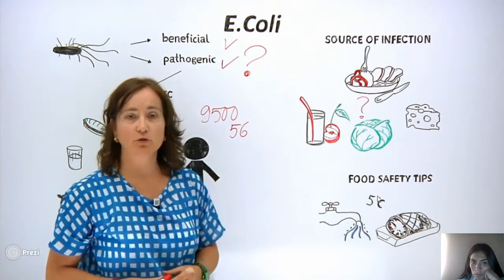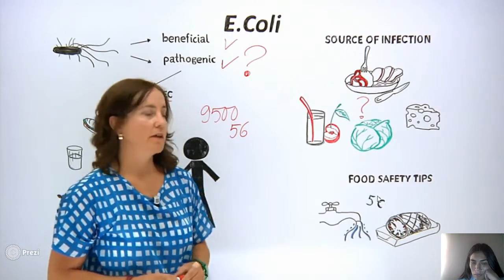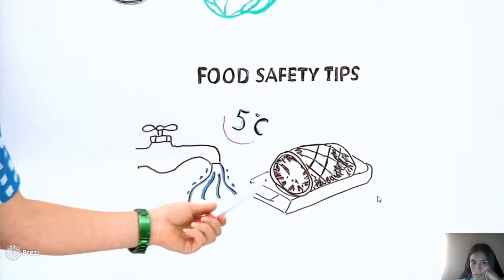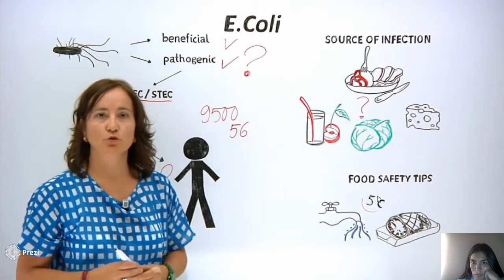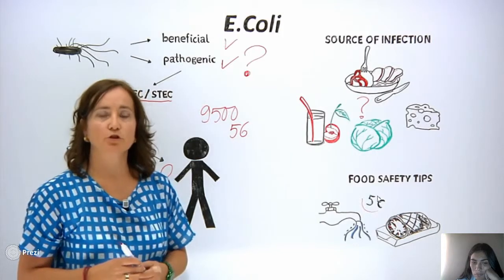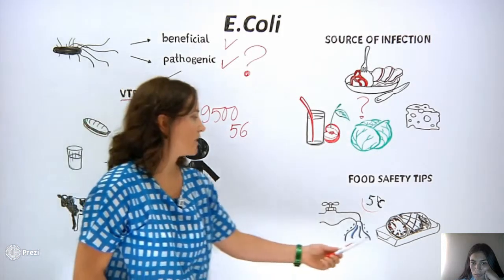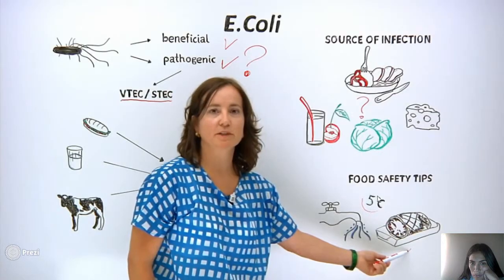Now, what can you do in order to protect yourself from these pathogens? It is advised that you refrigerate your foods. It is also advised to wash your hands and also the vegetables and fruits and the cutting boards and knives when preparing food. And lastly, also cook your meat, in particular minced meat, thoroughly.